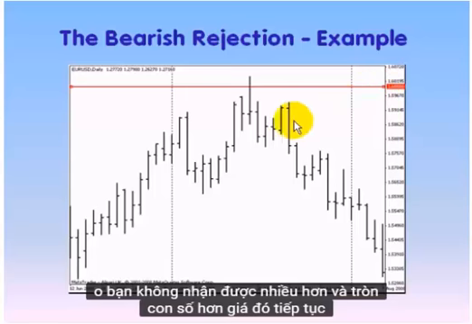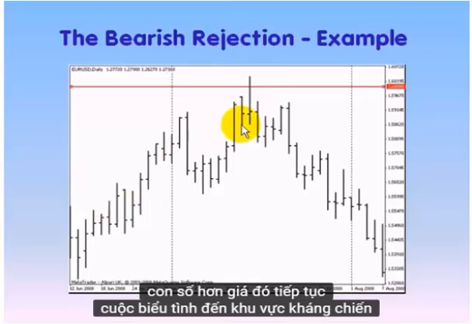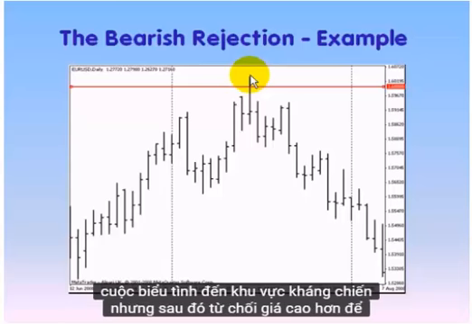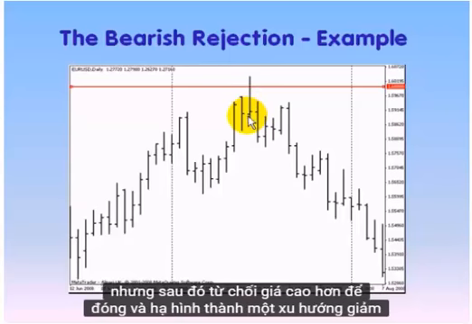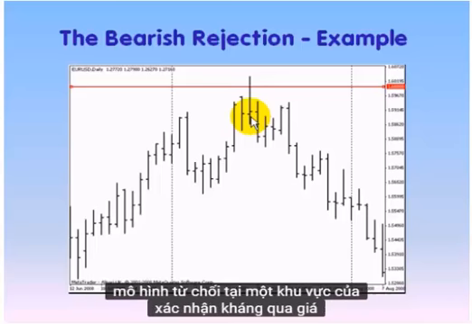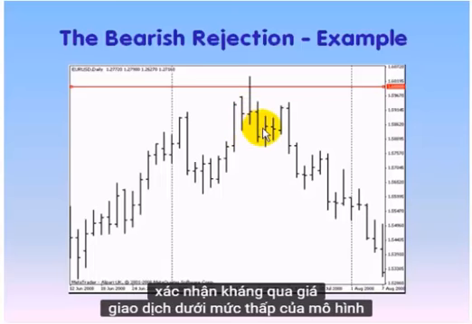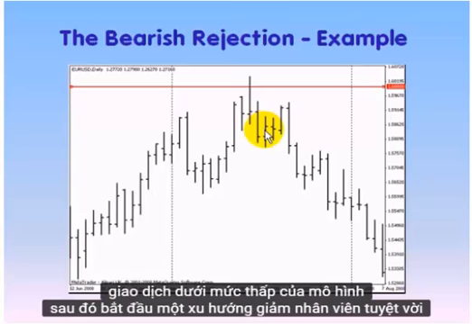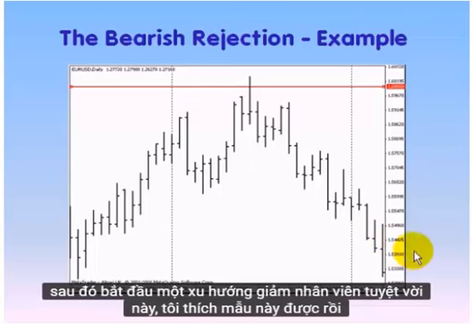Price continues the rally, breaching the area of resistance, but then rejecting the higher prices to close lower, forming a bearish rejection pattern at an area of resistance. Confirmation through price trading below the lows of the pattern then commences a downtrend. Awesome stuff, hey, I love this pattern.